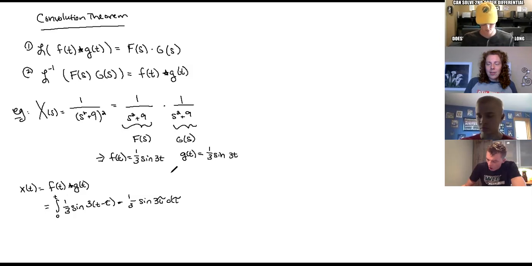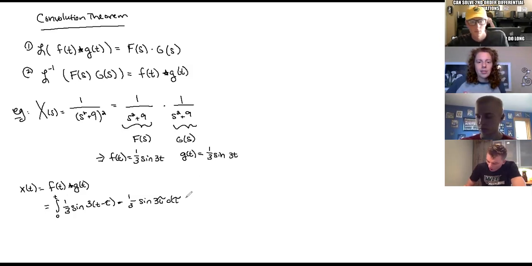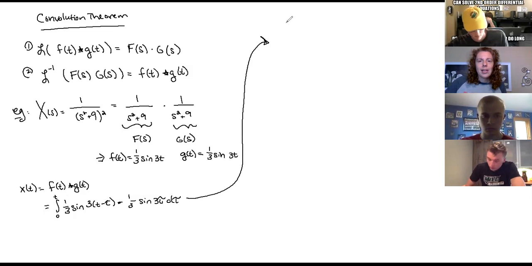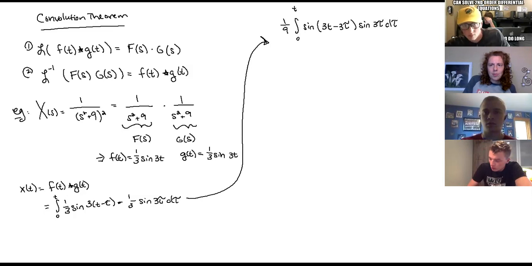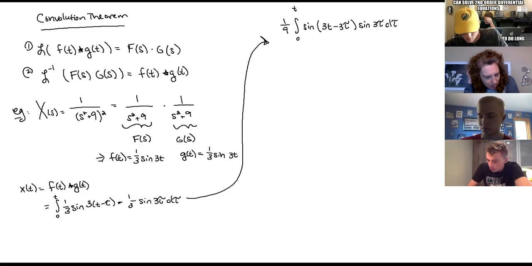All right, we've got a 1/9 out in front that we can pull out. So let's go up over here, and we've got a messy integral to evaluate. So 1/9 integral from 0 to t of sine of, let's distribute, 3t minus 3 tau times the sine of 3 tau d tau. I'm going to distribute that 3 through. 1/9 all the way out in front, integral from 0 to t of sine of 3t minus 3 tau, sine of 3 tau d tau.